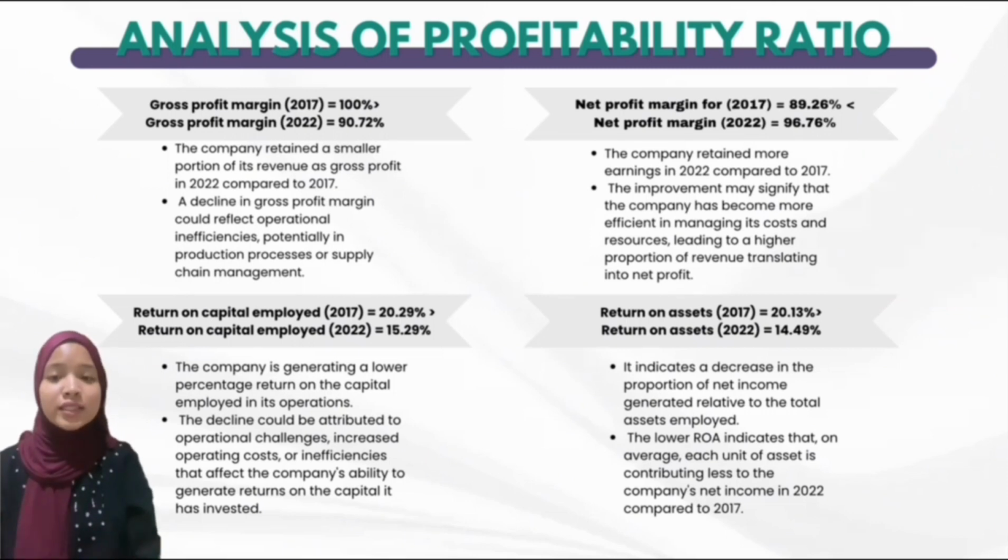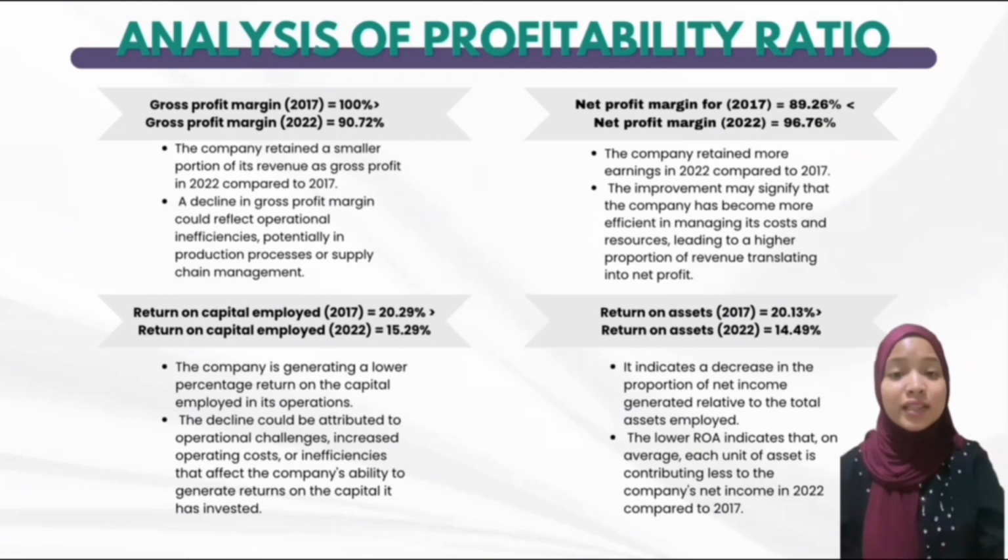Last but not least, the change in the return on the capital employed from 20.29% in 2017 to 15.29% in 2022 indicates a decrease in the percentage return generated by the company on its capital employed over the 5-year period. The reduction from 20.29% to 15.29% suggests a decline in the efficiency of the capital utilization. The company is generating a lower percentage return on the capital employed on its operation. The lower ROCE could indicate that the company is less effective in generating profit from the capital invested in its operation, reflecting potential challenges in maximizing returns on investment.